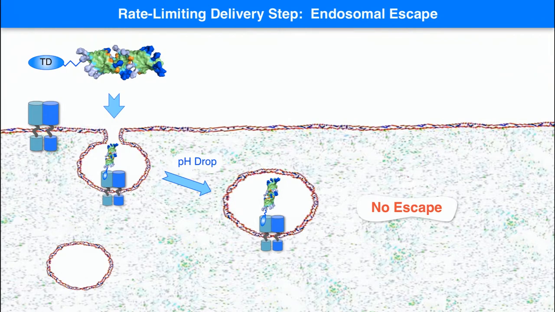But now we're inside here, and the pH drops from about 7 to about 5, so it's a little bit acidic, like acetic acid. But we get no escape, and if we don't escape from inside here to the cytoplasm, it doesn't count. Everything that we've done thus far doesn't count if we don't get it into the cytoplasm. So this endosome is a lot like your guts, like your intestines.